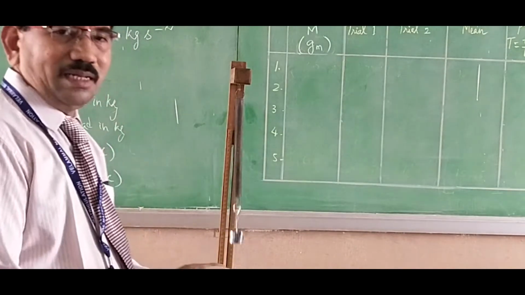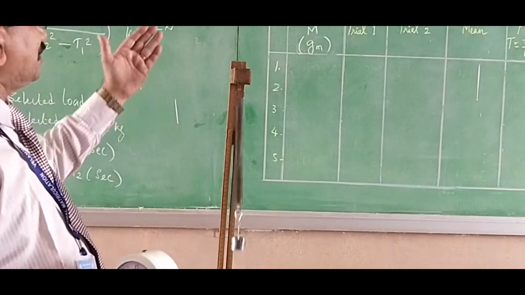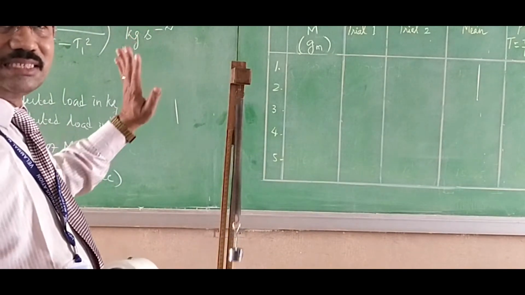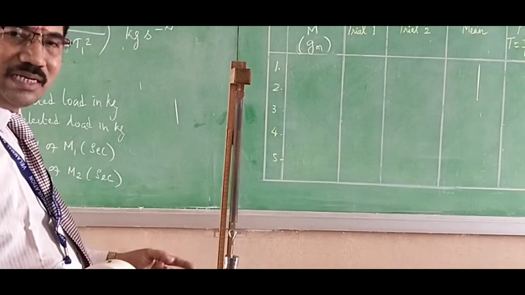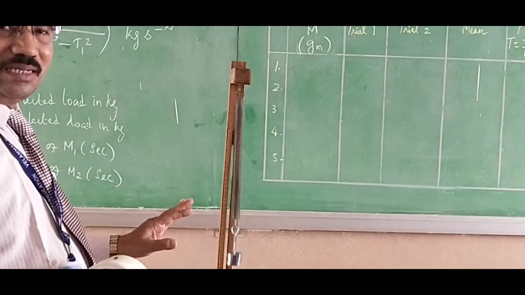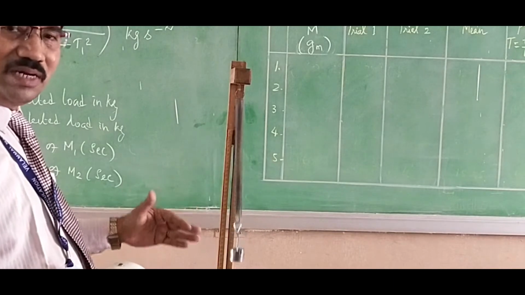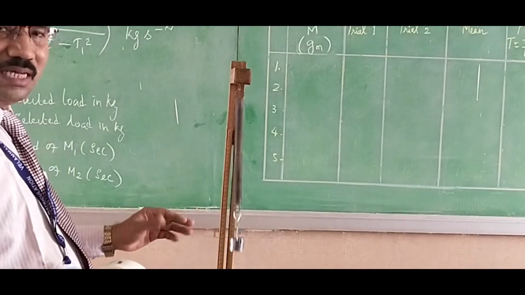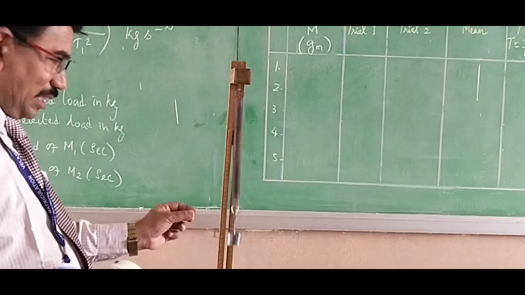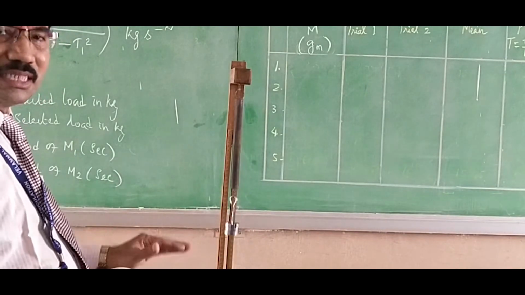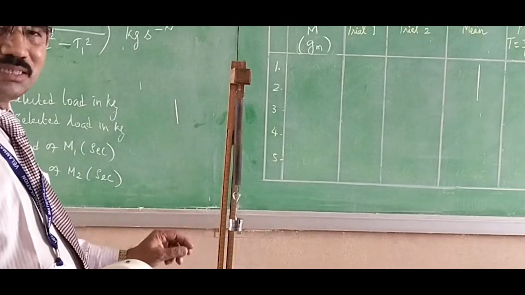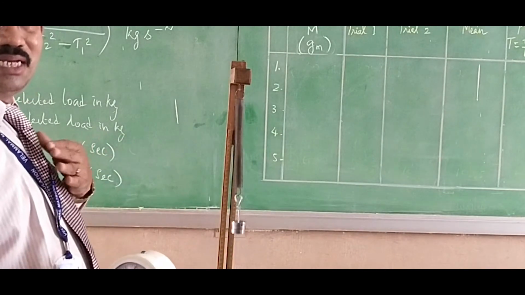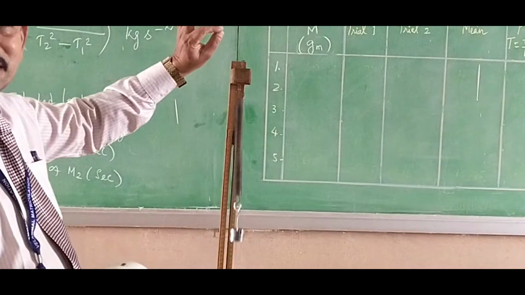Now again, our aim is to find the time period of only 10 oscillations. We will load 150 gram, 200 gram, 250 gram, and do different trials with different values. Just load it and give a little amount of force, and it will start oscillating. No need to panic. Once loaded, it keeps on oscillating. We need only the time for 10 oscillations.